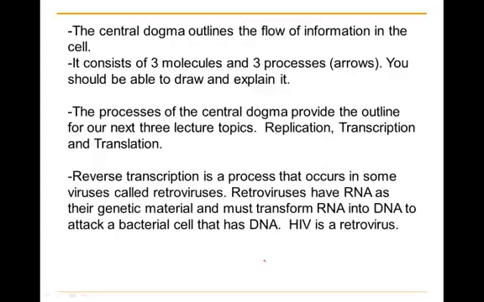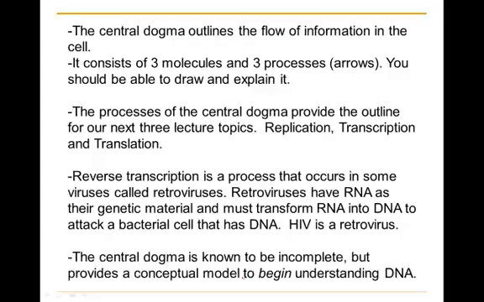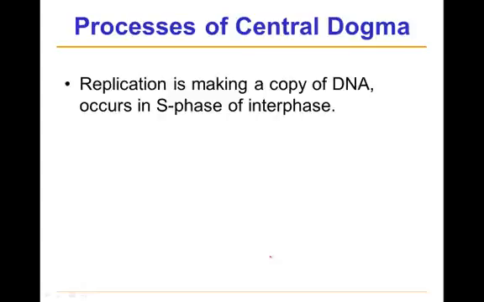I already mentioned reverse transcription and reverse transcriptase, the enzyme that carries that out. I'm not going to go over it again. We know that the central dogma is not perfect. We know that it's incomplete, but it gives us a conceptual model to begin understanding DNA. So again, the processes of the central dogma. This is just a brief definition. You should be able to understand and explain each of these processes, not only from this brief explanation I'm about to give you, but also from the more in-depth explanations, which will come later.